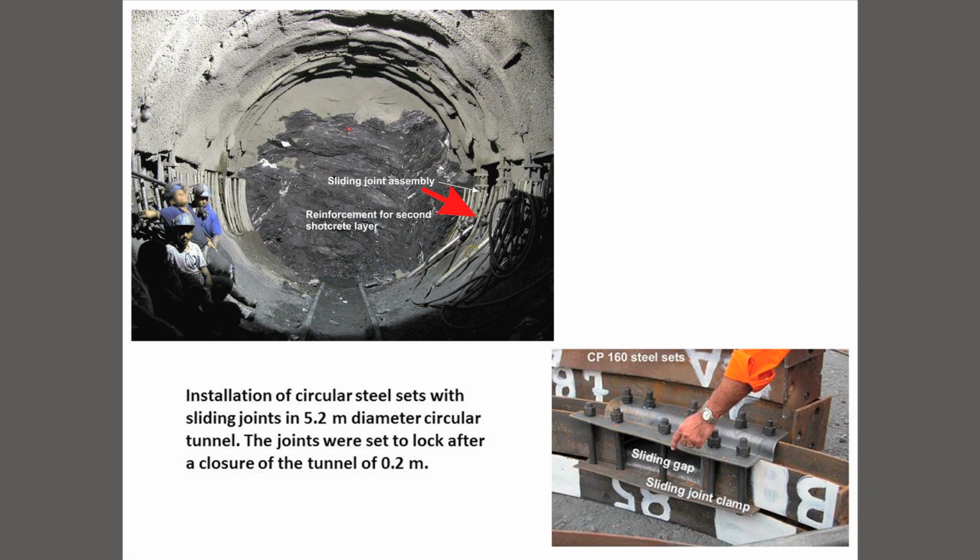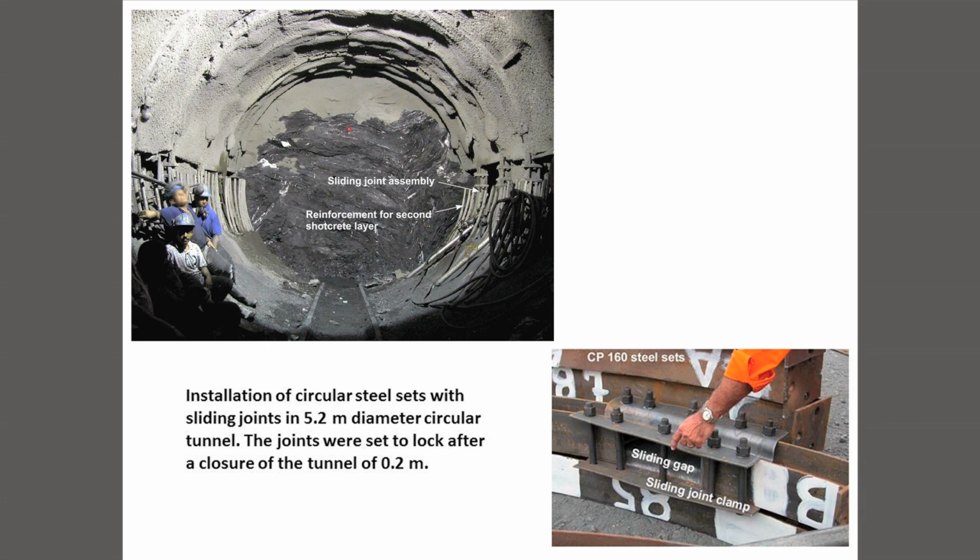The trick is, how do you allow it to yield? And it turns out to be very simple. You just put sliding joints in the steel sets. So the steel sets go in here, and they are shotcreted in place, but you leave a window of about a meter on either side. And in that window, you allow a 30 centimeter gap. In this case, it's a 5.2 meter tunnel. A 30 centimeter gap on either side will allow it to close 0.2 of a meter.